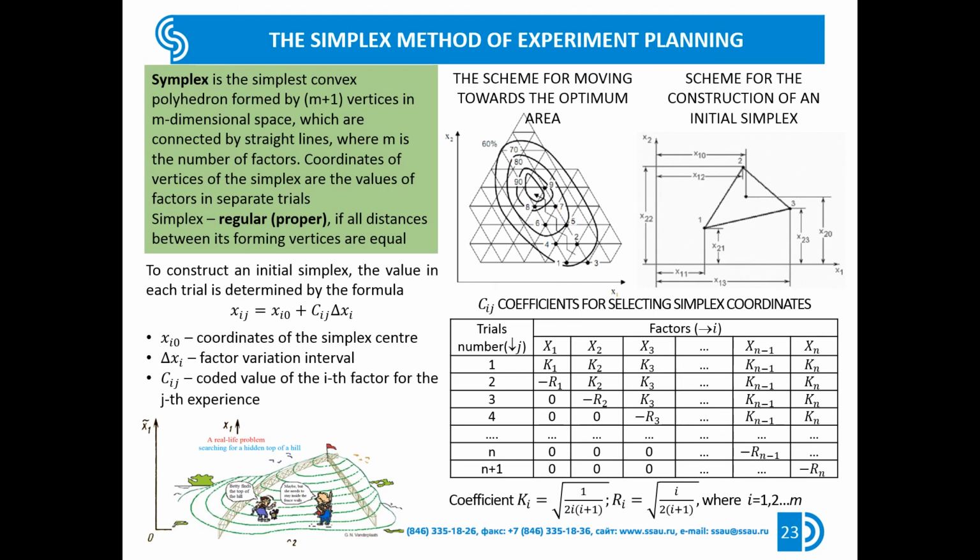To construct the initial simplex shown in the right figure, the value in each trial of the initial simplex is determined by the formula given on the slide, where x_i0 is the coordinate of the center of the initial simplex, delta x_i is the factor variation interval, and c_ij is the coded value of the ith factor for the jth trial, selected from the numerical matrix for simplex planning given in the table. The coefficients k_i and r_i are determined using the ratios below the table.